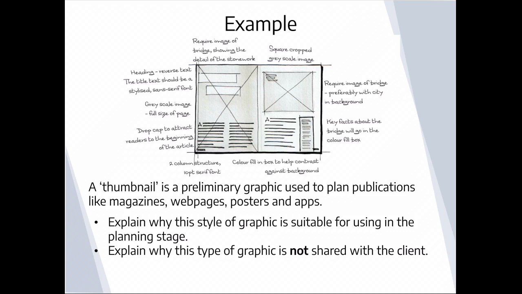So let's take an example of a preliminary graphic. This is a thumbnail sketch that I referred to earlier on in the video. It's used to plan publications like magazines and web pages and posters and apps. You can see it's a very simple sketch with some annotated comments around the edge of that. You see that things like the images are shown with a box with a cross in it, quite similar to a saltire. And it's a really simple basic graphic that you use at the early stages of the production process for, in this case, a magazine, and it's showing 2 pages, what we would call a double page spread.